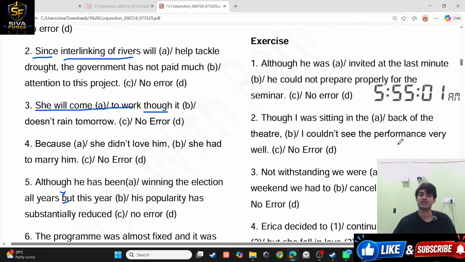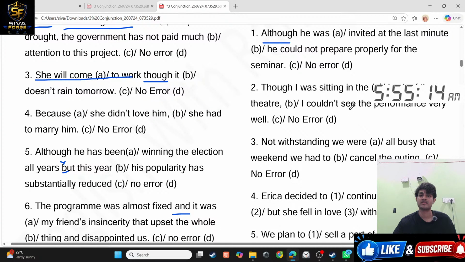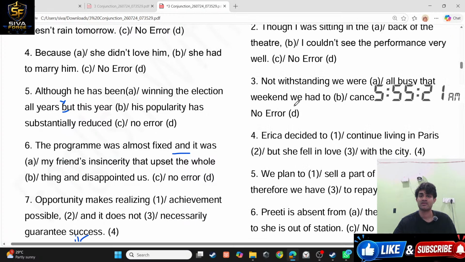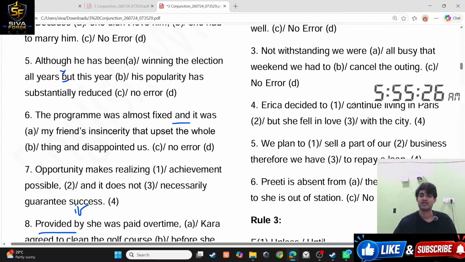Although he was invited at the last minute, he could not prepare properly for the seminar. Here, although should be reason; we should use reason. Though I was sitting in the back of the theater, I could not see, because I was sitting there. Notwithstanding, we were all busy that weekend, we had to cancel the outing because we were busy. Erica decided to continue living in Paris because she fell in love with the city.